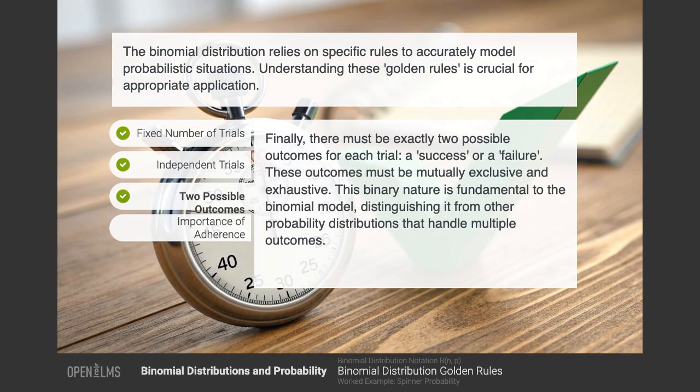Finally, there must be exactly two possible outcomes for each trial, a success or a failure. These outcomes must be mutually exclusive and exhaustive. This binary nature is fundamental to the binomial model, distinguishing it from other probability distributions that handle multiple outcomes.